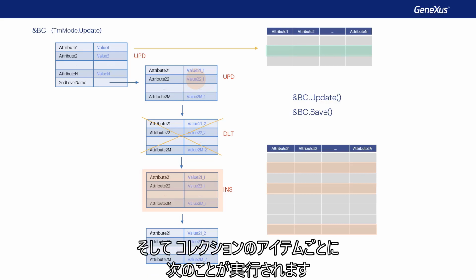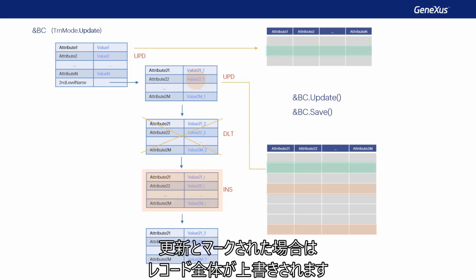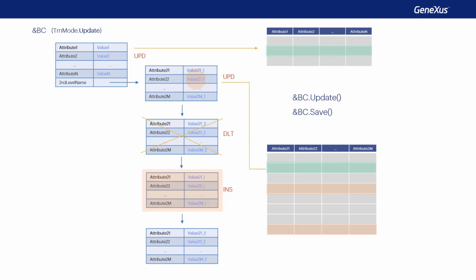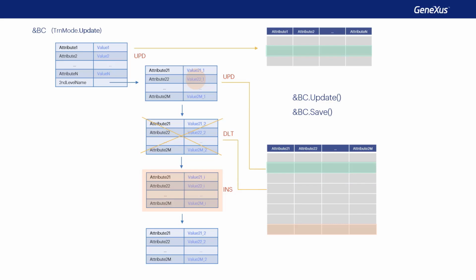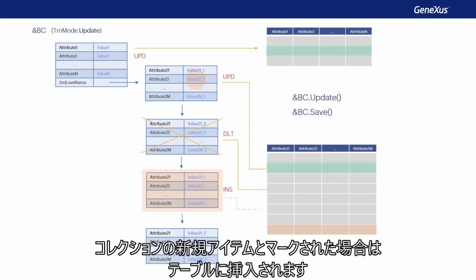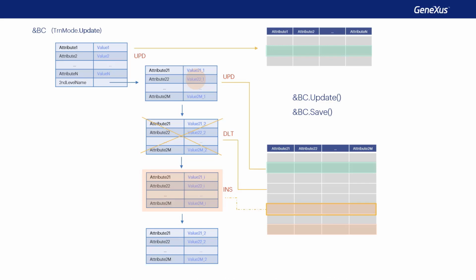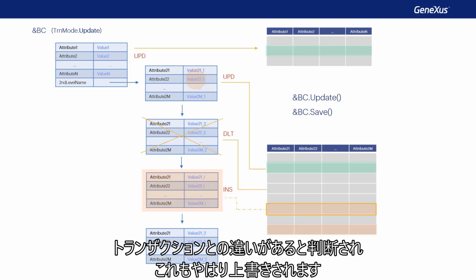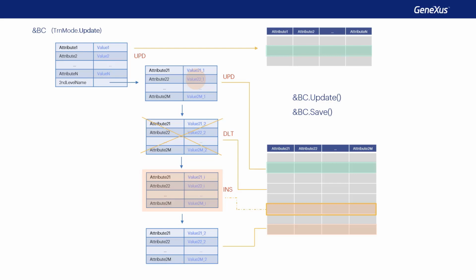And then, for each item in the collection, if it's marked as Update, the entire record is overwritten. If it's marked as Deleted, the record is searched for and deleted from the table. If it's marked as New in the collection, it's inserted into the table. And if nothing was done with it, well, here there's a difference with the transaction. It's still overwritten. It's as if it remained in update mode.